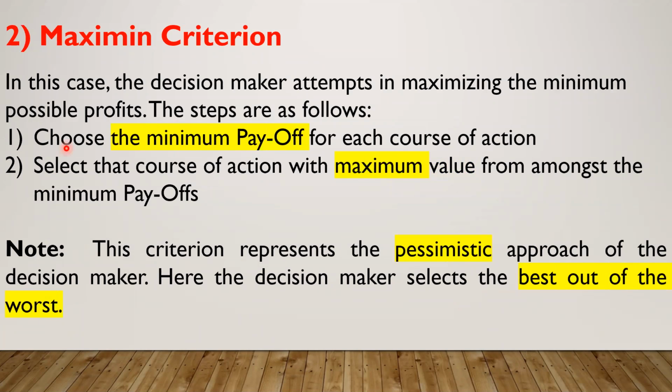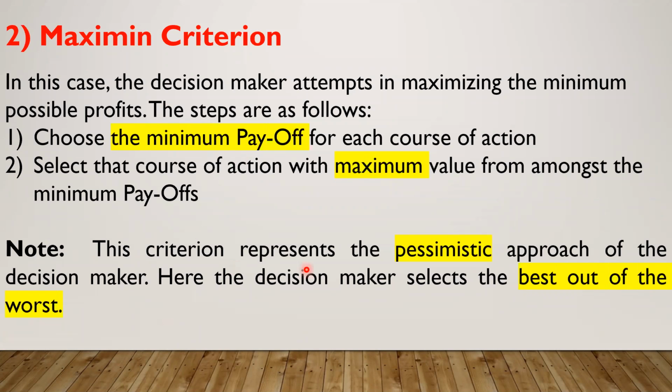The first step is what? He selects the minimum payoff. Means instead of selecting the maximum payoff for each course of action, he will select the minimum. And from those minimums, he will select the maximum. So choose the minimum payoff for each course of action, and from these minimum payoffs, select that course of action having the maximum value among the minimum payoffs. So that is why it is called Maximin. So first take the minimum payoff or minimum profit, and then out of those minimums, select the maximum.